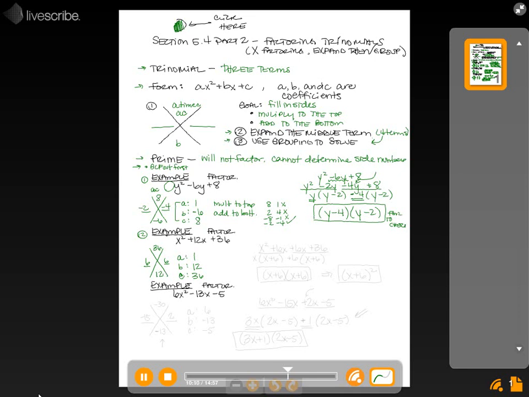Now we're going to expand that middle term. x squared plus 6x plus 6x plus 36. Now we use grouping.